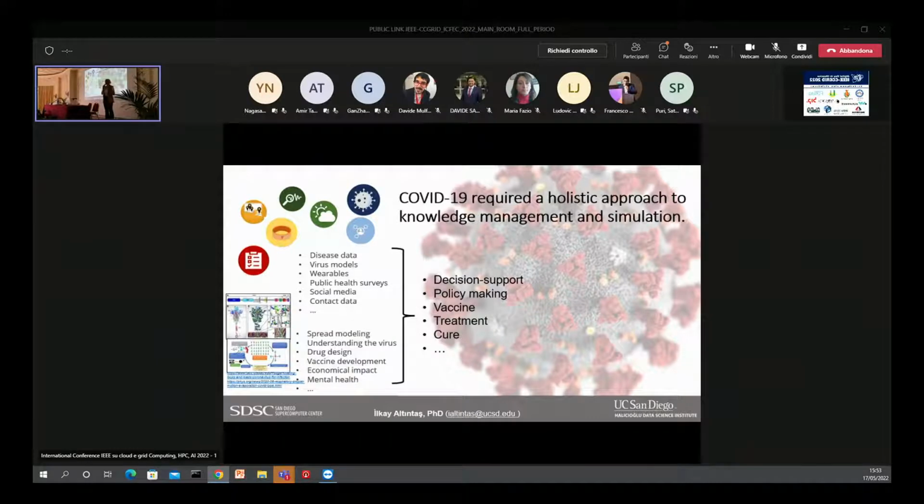There are so many different models at different levels, not just for understanding the disease itself, but also its effects on society in terms of mental health, economic impact, you name it, in business life. So how could we make sense of all this data? I think we have a lot to do, but going forward, if we can make sense of or harness these data sets really fast, we can use them for decision support, for policy making, vaccine, treatment, cure, like many different uses for that. I think we would all agree on that.